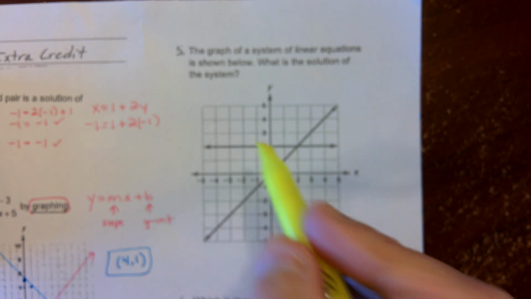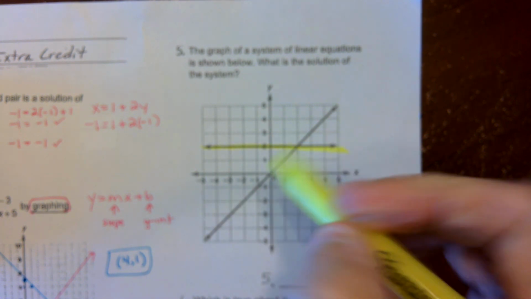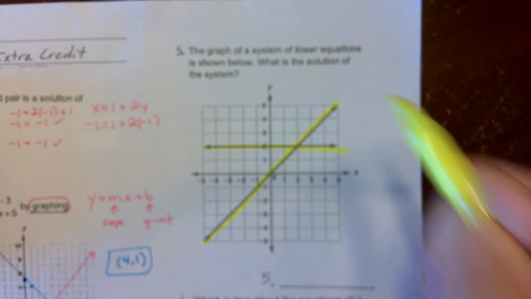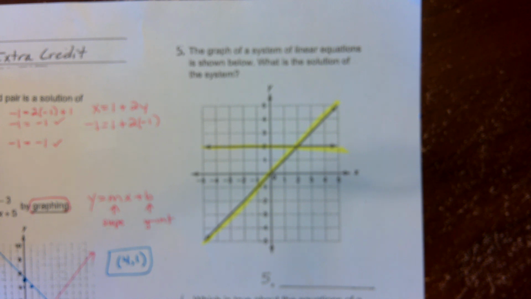And now we shall begin the second column. Well, it says the graph of a system of linear equations is shown below. What's the solution? Well, let's just understand this is one line and this is one line. So your solution is where they intersect.